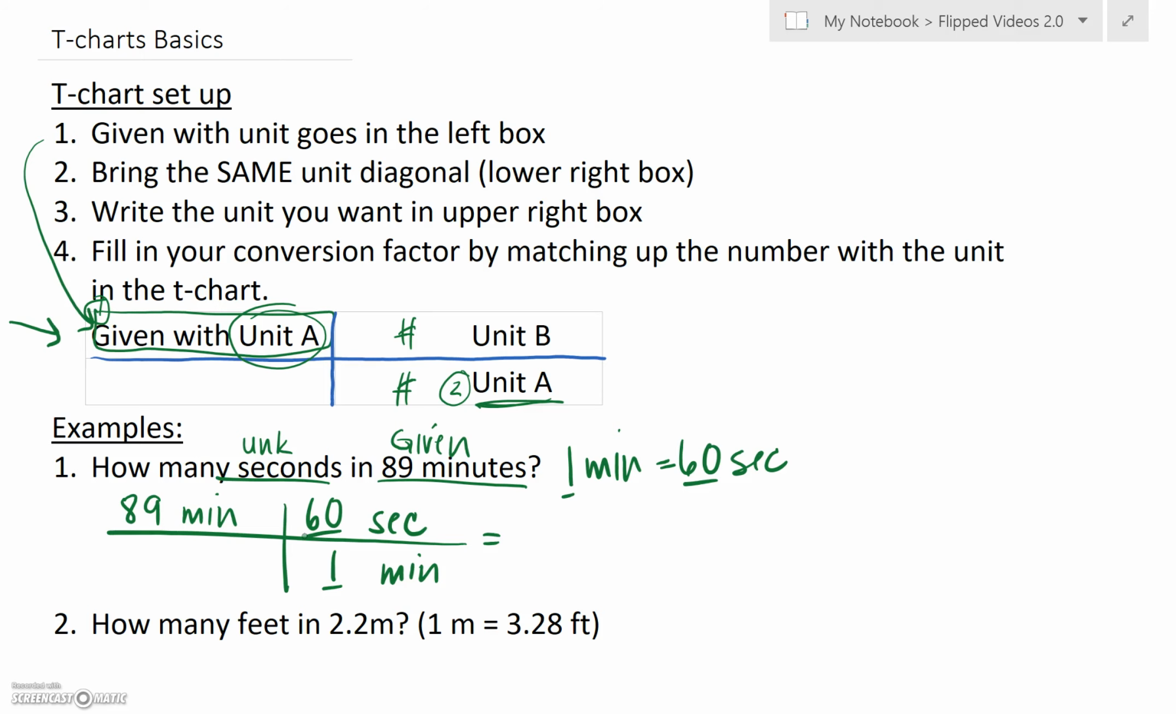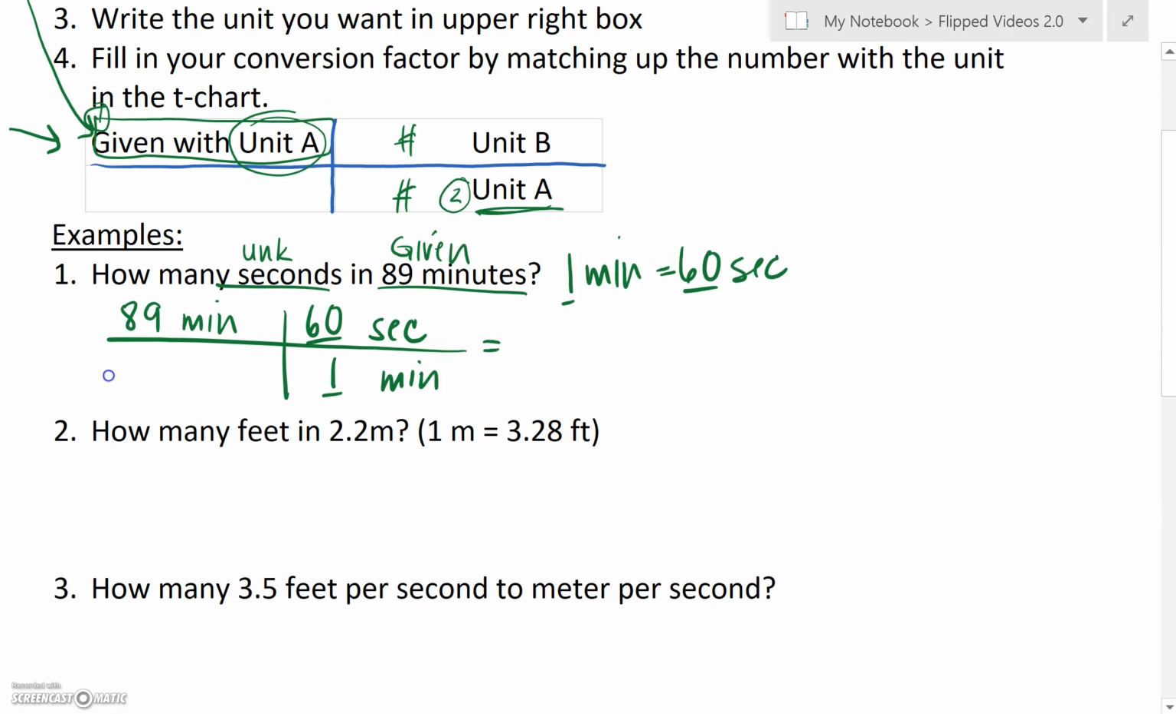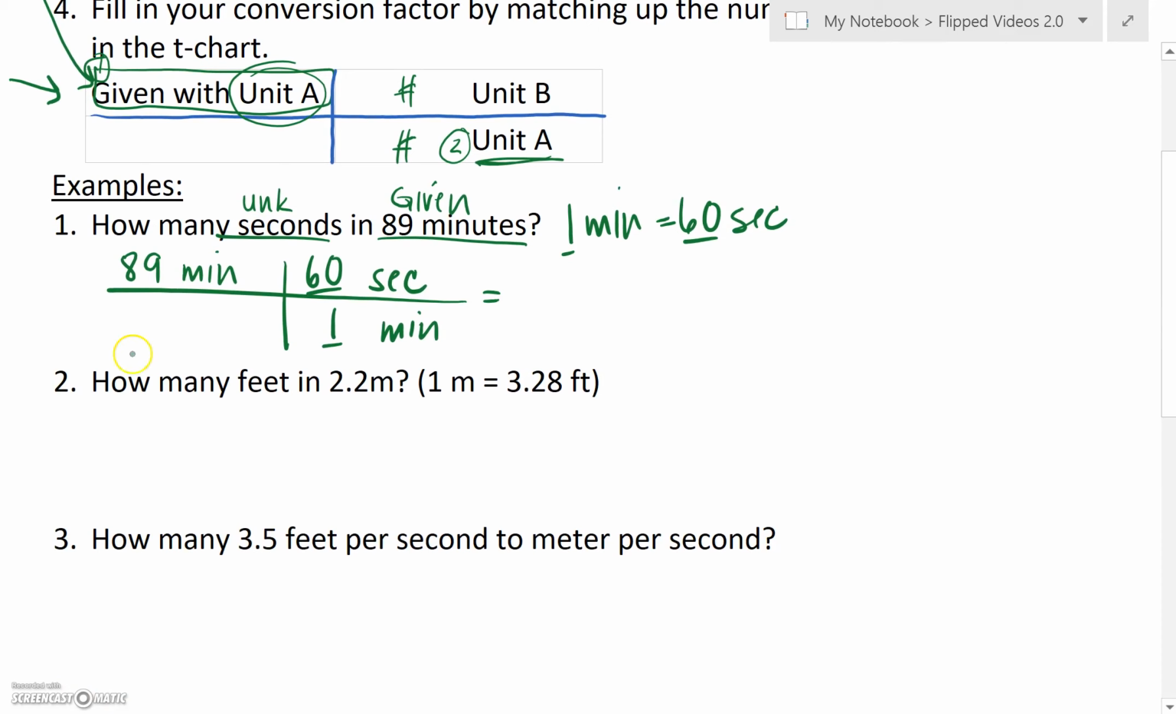So what happens if we don't know a conversion factor and it's given to us? Right here: how many feet in 2.2 meters? This will be our given, so this is what we're going to start with. And I would like to know how many feet, so that would be my unknown, my unit B. Right here is my conversion factor, so I don't need to know this ahead of time. That's given to me, so that's what we're going to use to fit into our T-chart.